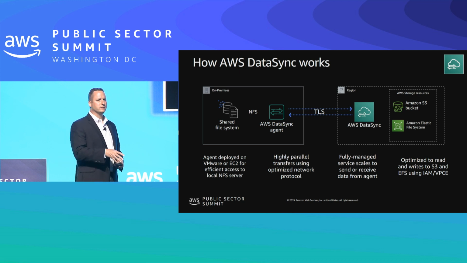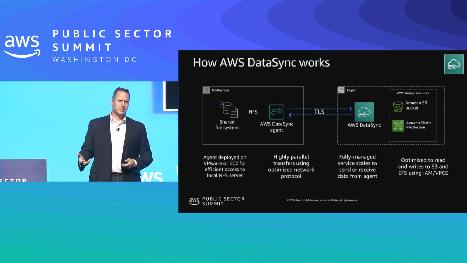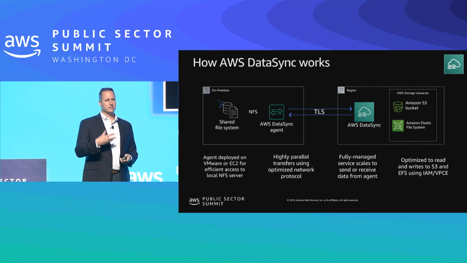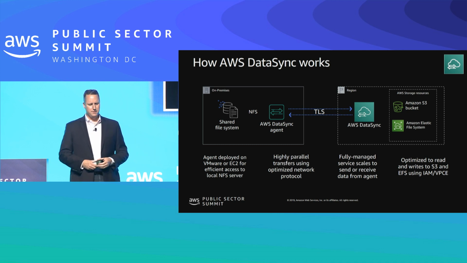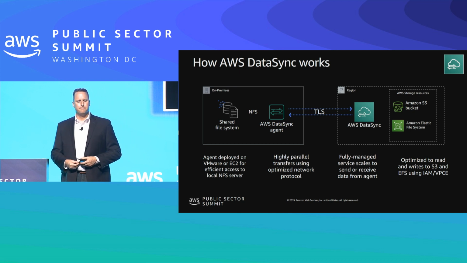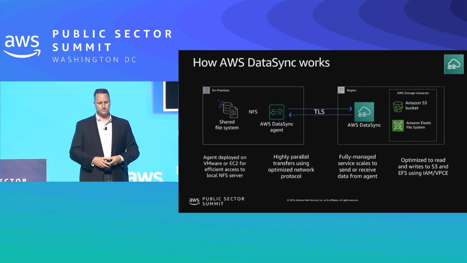But it's essentially an agent that deploys on-prem, looks at your NFS host, and again, SMB is on its way shortly, and it talks to the AWS DataSync service, which resides in the cloud. It's a fully managed service, and it's secured via encryption, TLS encryption over the wire. And then you can put that data into an S3 bucket or into your EFS system, EFS host. Okay.